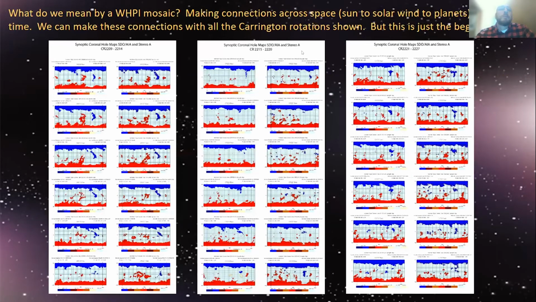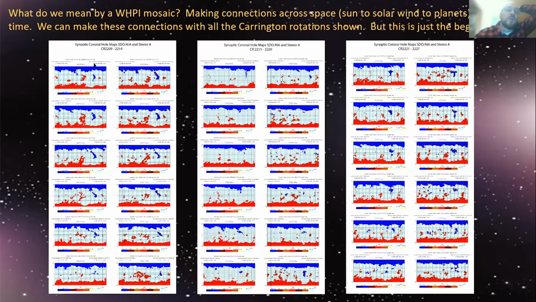So what do we mean by the WHPI mosaic? We're making connections across space, sun to solar wind to planets, and also time. We can make these connections with all the Carrington rotations shown here, but this is just the beginning. We're calling on all of you to provide the rest of the heliospheric mosaic.